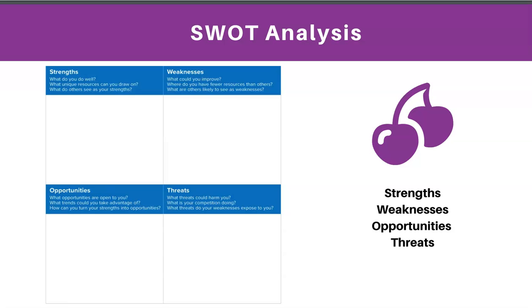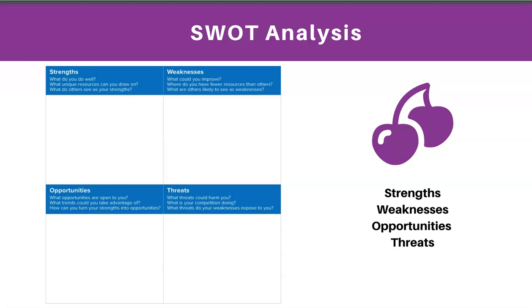Opportunities. What is open to you? What trends can you take advantage of? Threats. What could harm you? What is your competition doing that could replace you? What threats do your weaknesses expose you to? So it's a really great lens that's used. And when you're going into research, you'll find SWOT is a great keyword to use in doing your research.